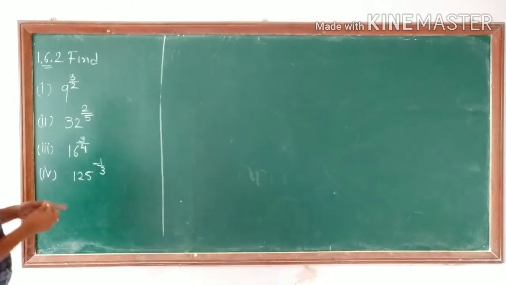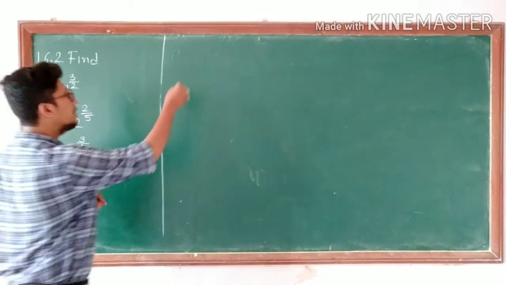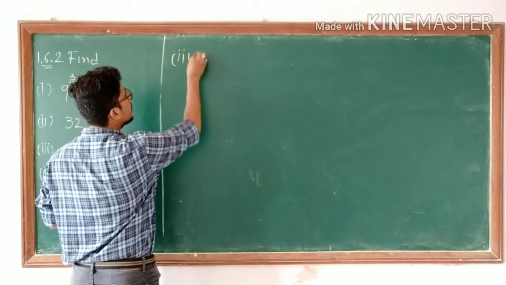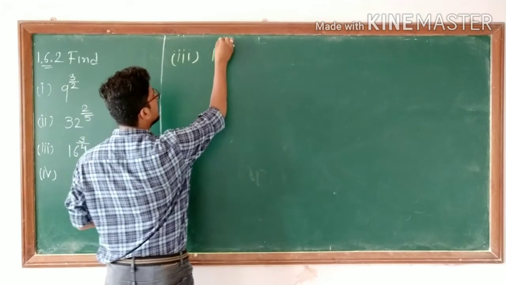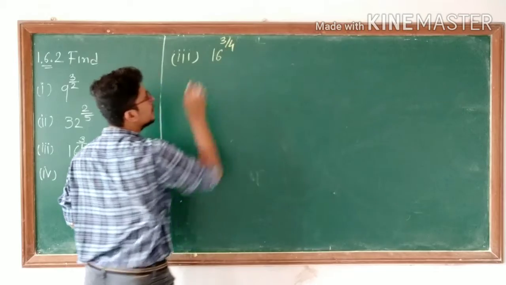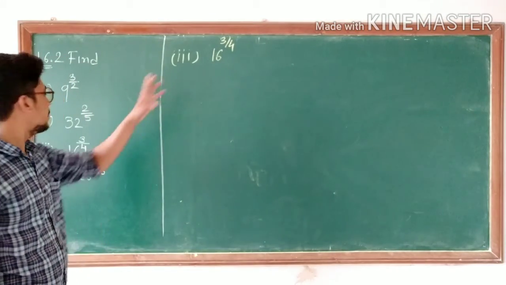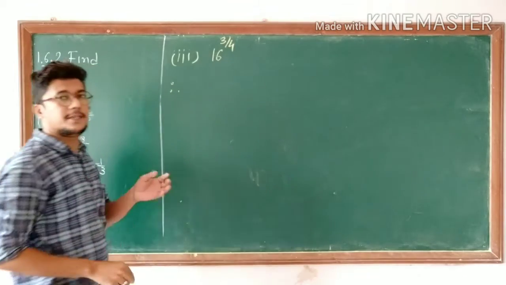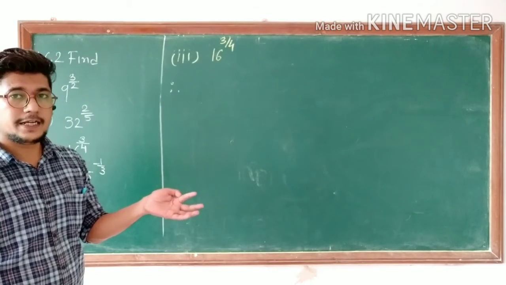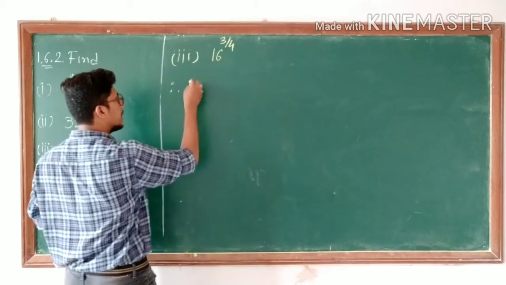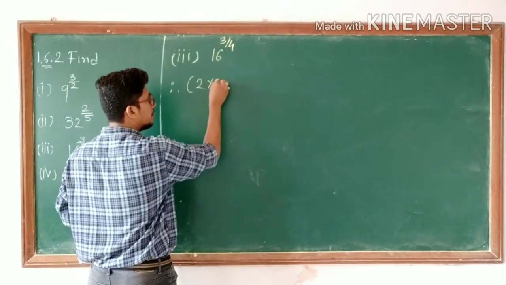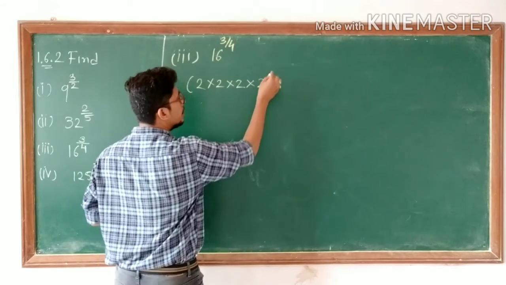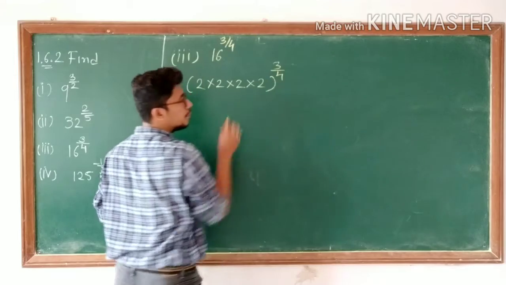Which is the third problem? 16 to the power of 3 upon 4. So we know that 16 can be written as 2 to the 4, 2 to the 8, 2 to the 16. So can I write 16 as 2 to the power 4, to the power of 3 upon 4? Yes.